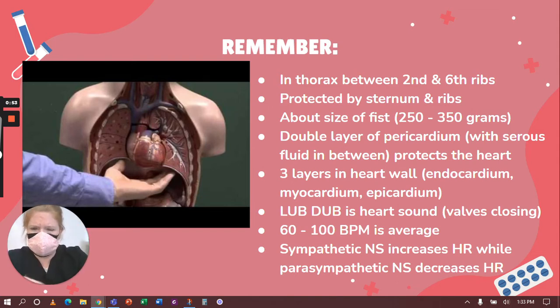The heart makes a fabulous lub-dub sound, and that's from valves closing. The average heart rate is between 60 and 100 beats per minute, and the sympathetic nervous system increases your heart rate, while the parasympathetic nervous system decreases your heart rate.